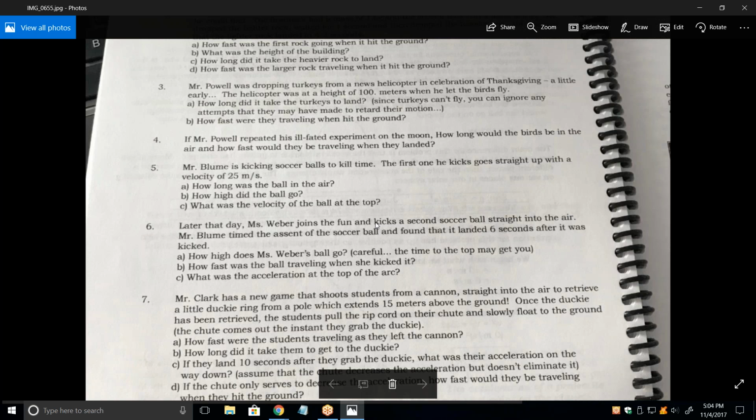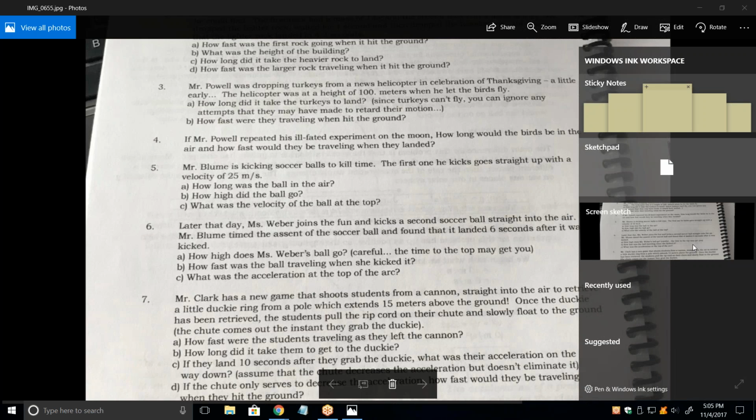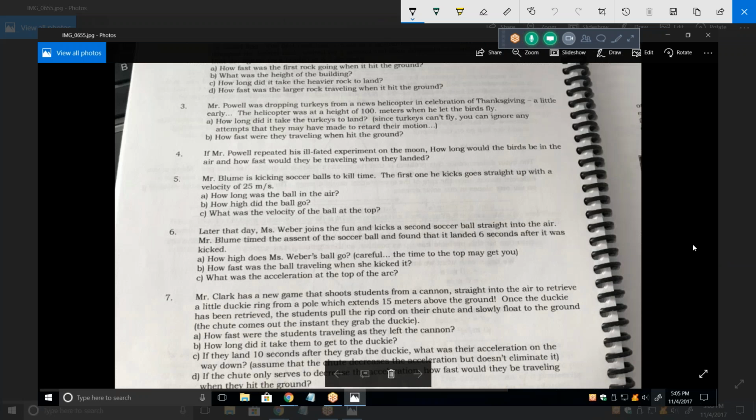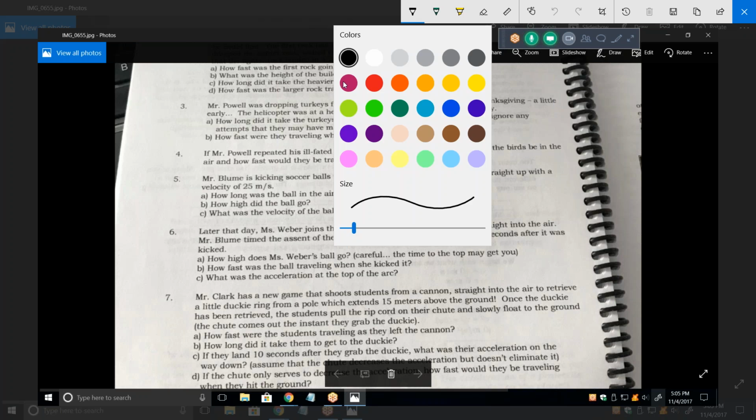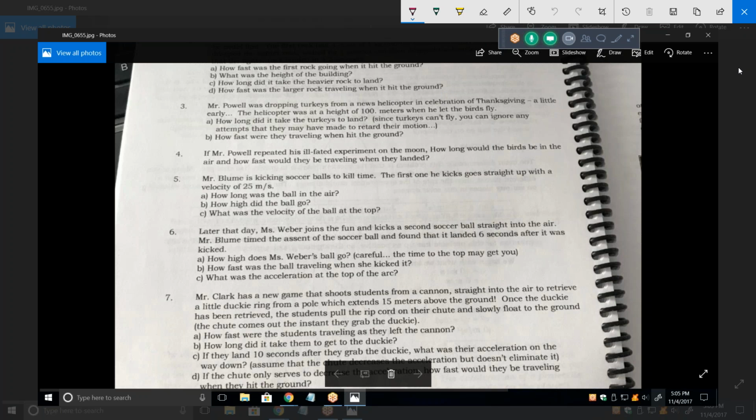Okay. So let's look at 5A. Let me take a picture of it here. Let me write with this color ink.